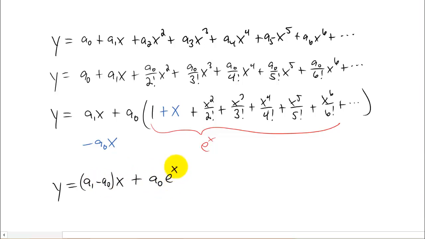So this isn't always going to happen with power series solutions to differential equations, but we got lucky this time, and we were able to find a pattern and write down a closed form solution for our differential equation.